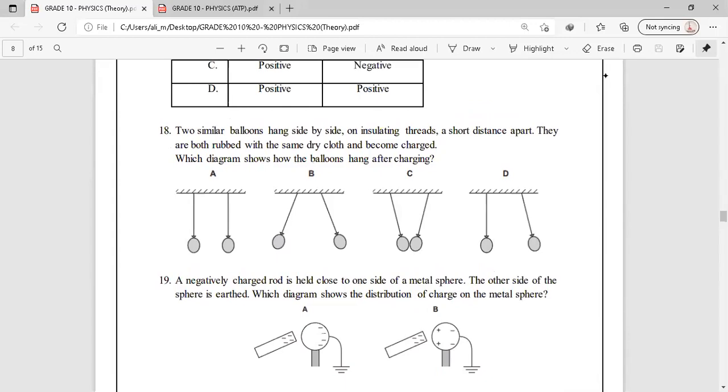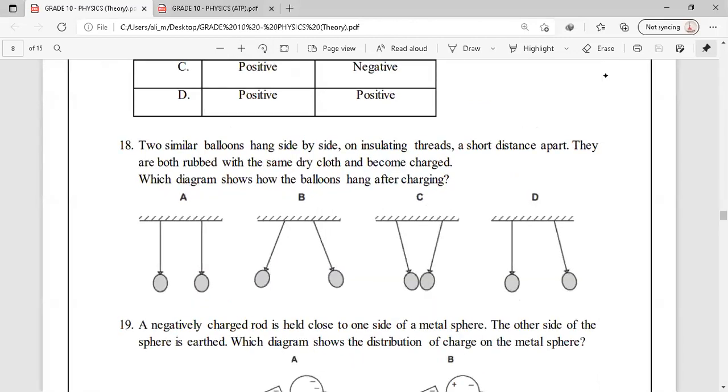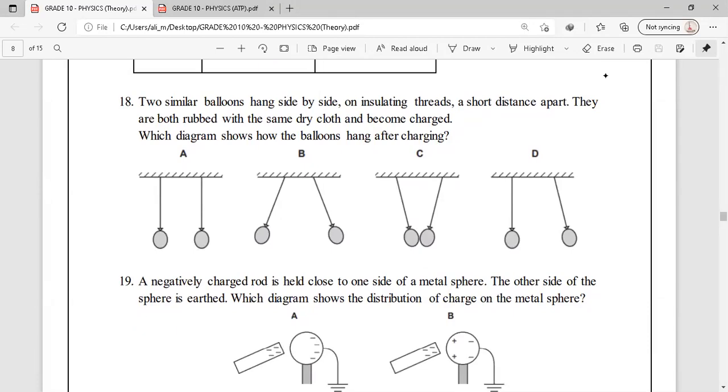Let's see our next question, that is question number 18. We have two similar balloons hung side by side by insulating thread. They both are rubbed with the same dry cloth and become charged. Which diagram shows how the balloons hang after charging? In this question, it is stated that they are rubbed with the same type of dry cloth. This means that both balloons should get the same nature of charge. So the correct answer is option B.